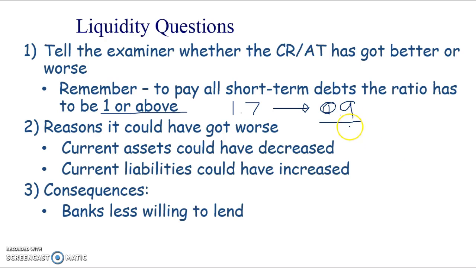If it was 0.9 as an acid test ratio, but it was 1.1 as your current ratio, we won't worry too much about that because it's almost a pound. But if it's, as I worked out before, 0.45, that is quite worrying. So consequences of that might be that banks are less willing to lend because they think, oh my goodness, is this business going to go out of business?